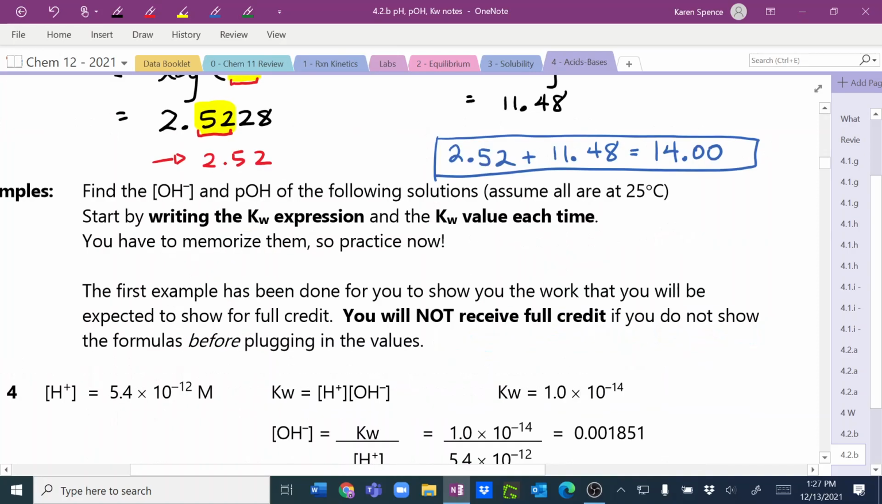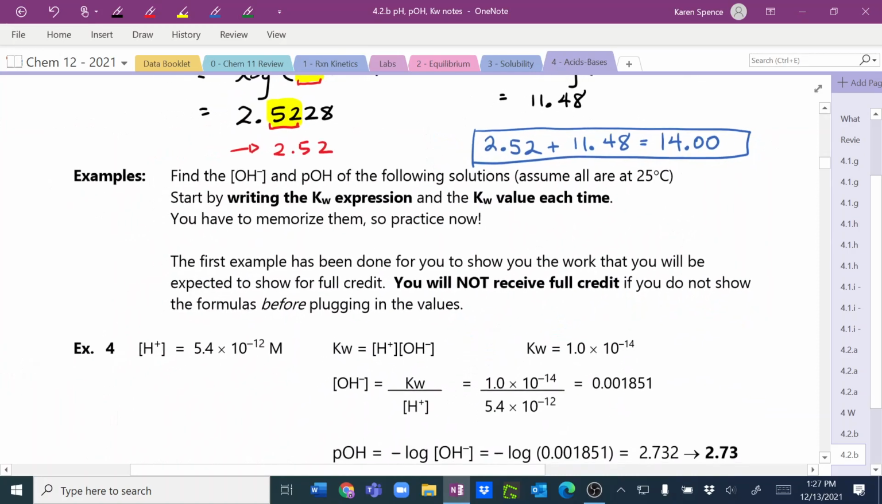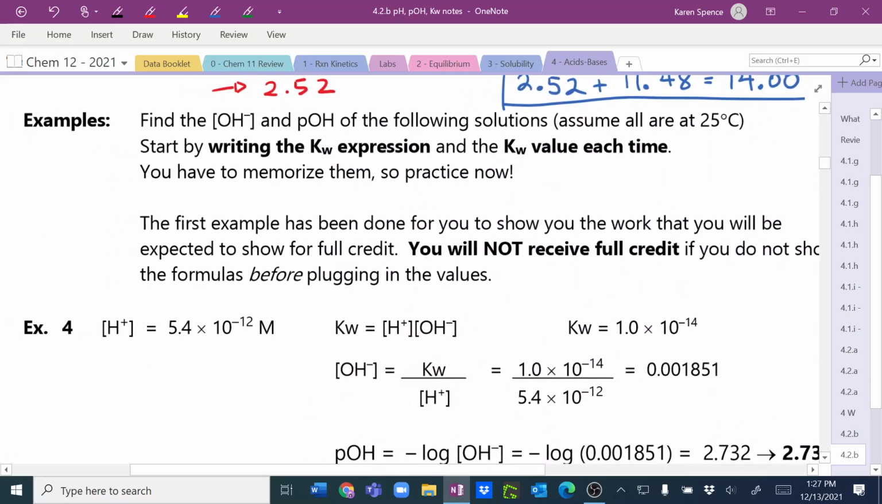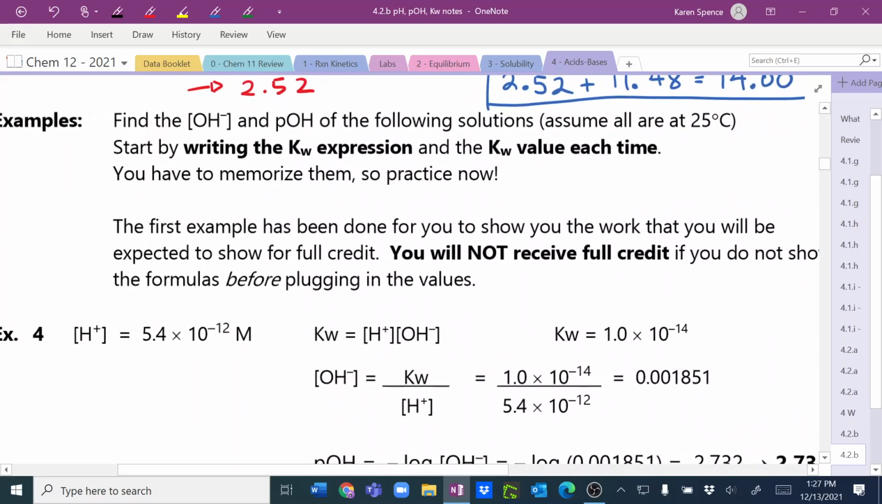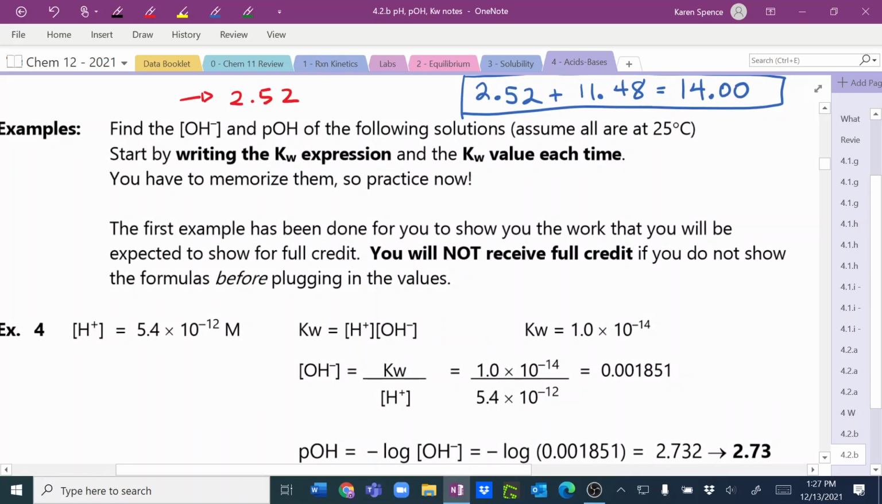So we are going to just look at one of these examples. I don't think we're going to go through all of them because I think it's very repetitive. If you would like me to make a video of more of the examples, just send me an email and I will make a video of more of the examples. But we're going to do the first one. So given a hydrogen ion concentration, we're going to be looking for the hydroxide and then the pOH.